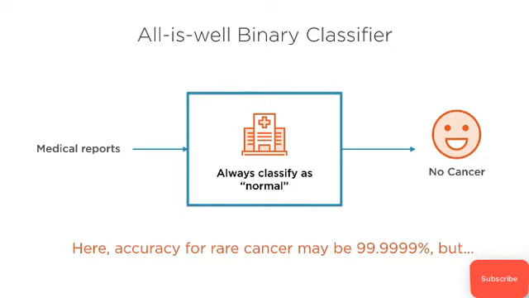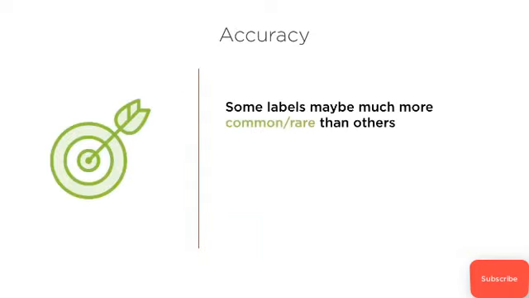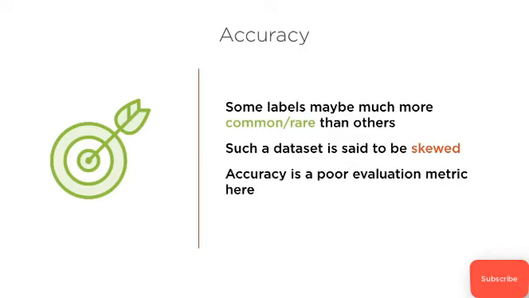No. And this brings us to when accuracy is not a great metric. There might be certain labels in your dataset that are common or rarer than others. Such a dataset is said to be skewed. For example, in our medical records dataset, only maybe 1 in every 100 individuals has this rare type of cancer. When you're working with skewed data, accuracy tends to be a poor evaluation metric. That's when you need to consider other metrics, and for that we'll set up a confusion matrix.